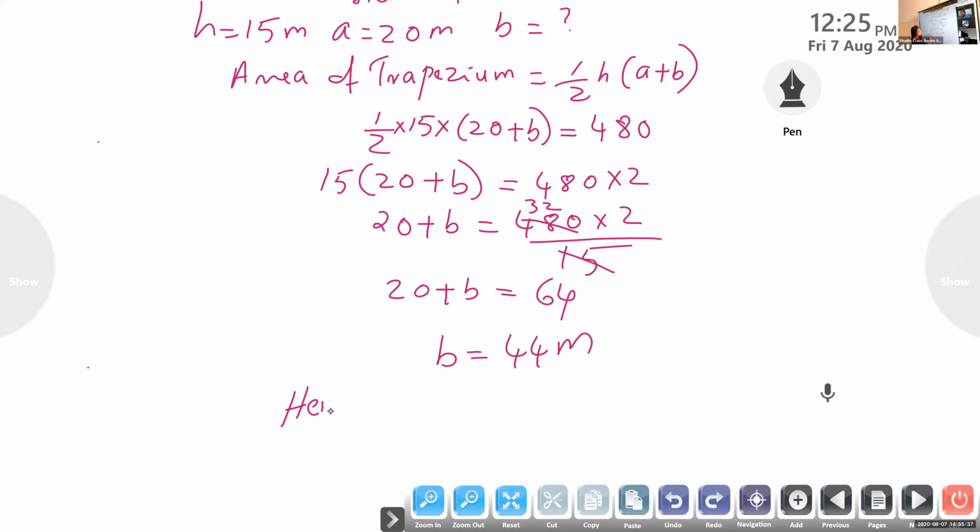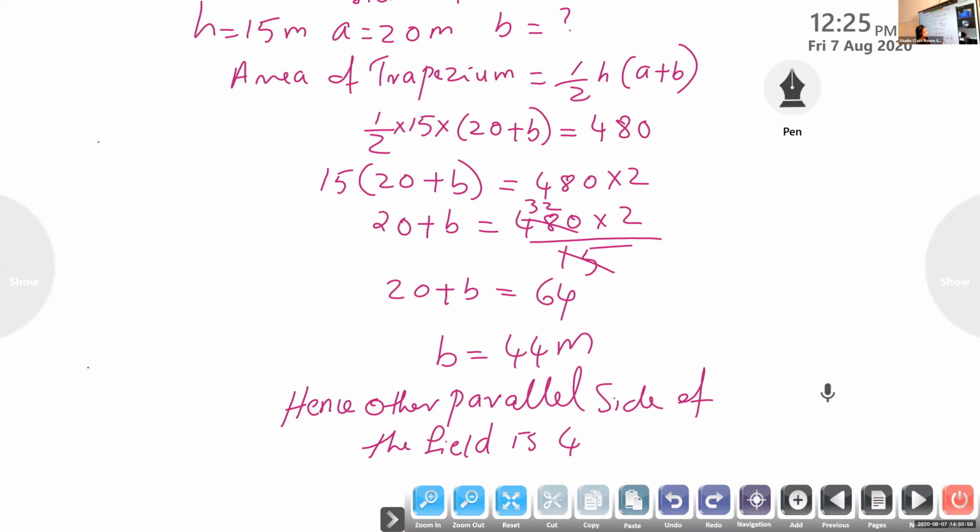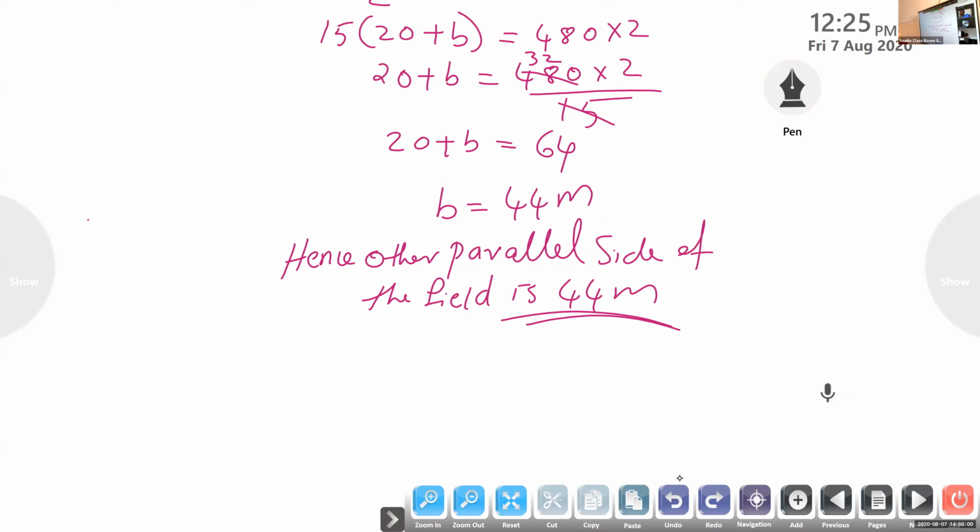Hence the other parallel side of the field is 44 meter. You have to write the answer. The question is to find the other parallel side of the field, and it is equal to 44 meter.